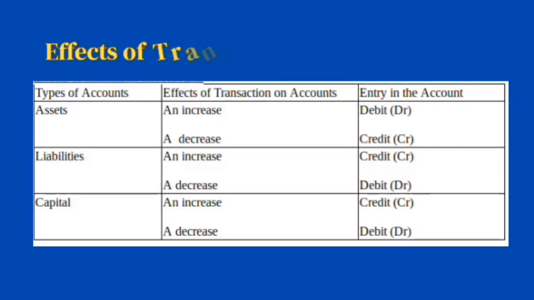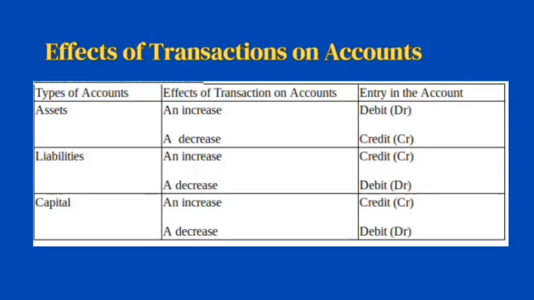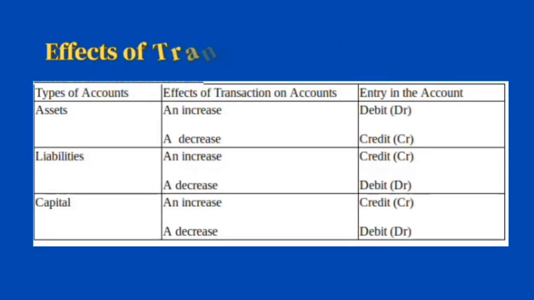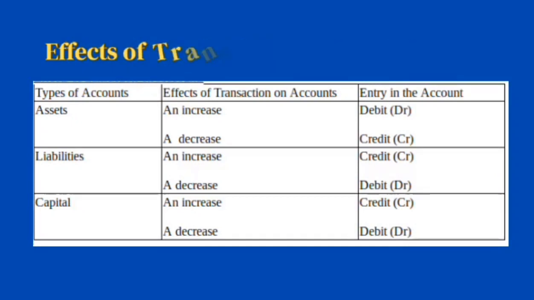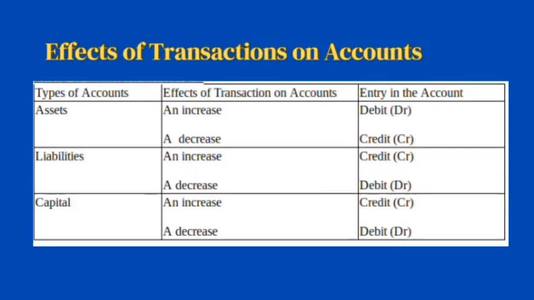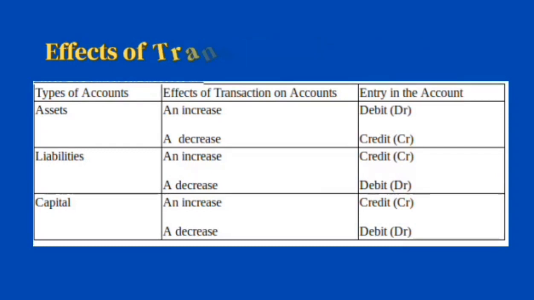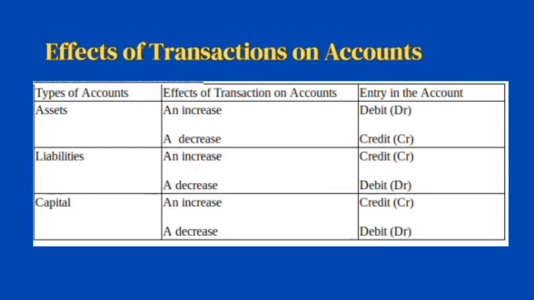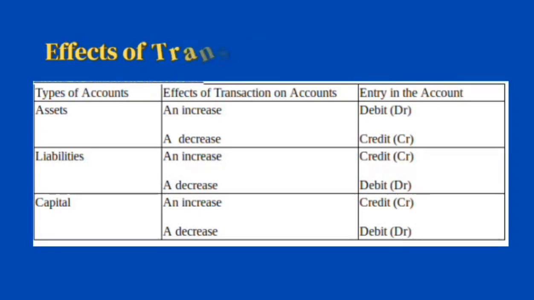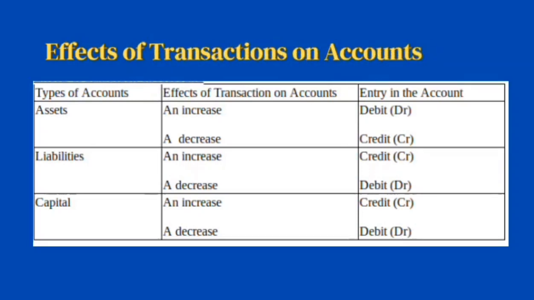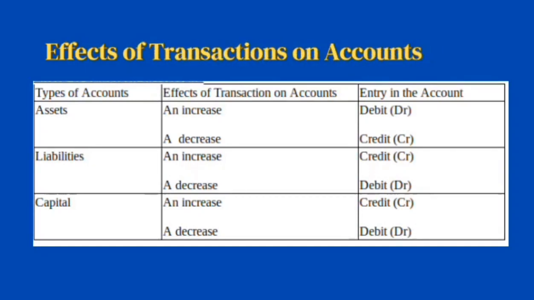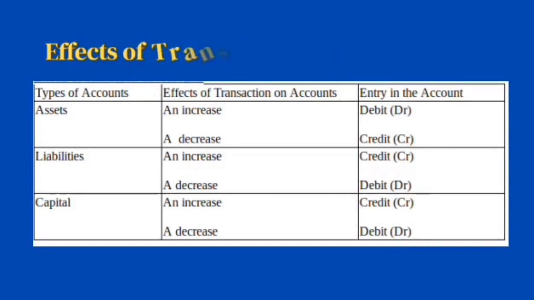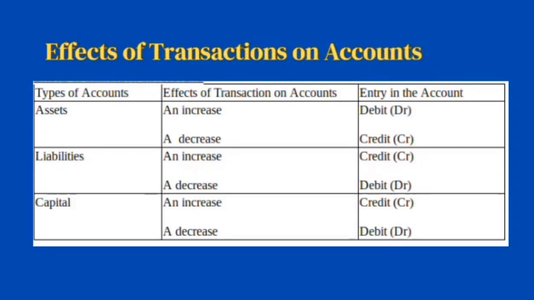So the same rule that goes for liability also goes for capital. So again, as an asset increases, you debit. As assets decrease, you make a credit entry. As liability and capital increase, you make a credit entry. And as liabilities and capital decrease, you make a debit entry.